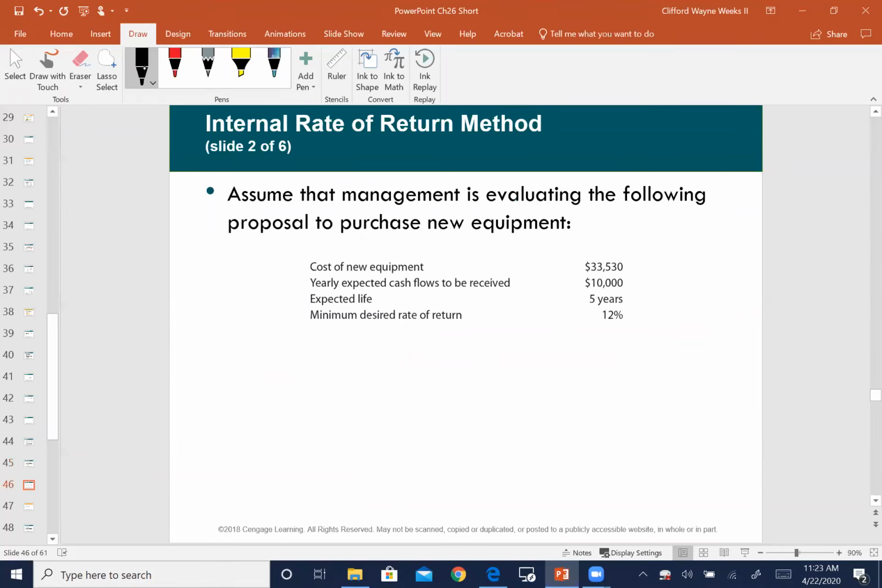And we're trying to solve for I. Here we have our calculations saying, assume the following proposal. We know this is 5 years, 1, 2, 3, 4, 5, and we're going to get $10,000 each year, for five years. We know that we're going to spend $33,530.